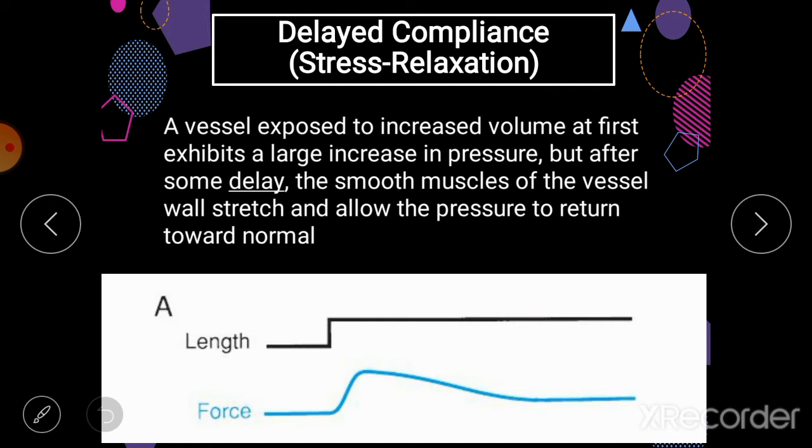So, from this graph you can see that if a blood vessel is faced with sustained stretch, it will first experience a rise in pressure, but after some time the smooth muscles will readjust and creep and stretch and allow the pressure to fall back towards normal while still maintaining or accommodating the additional volume of blood.